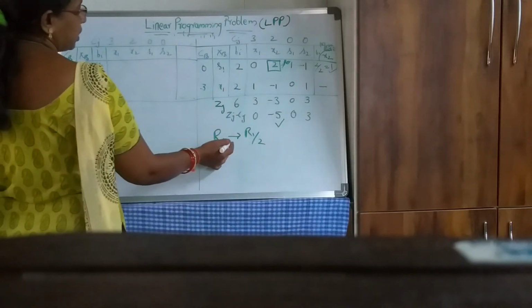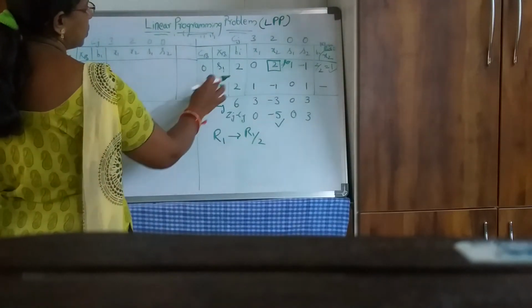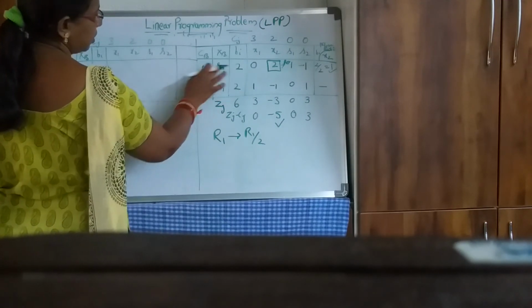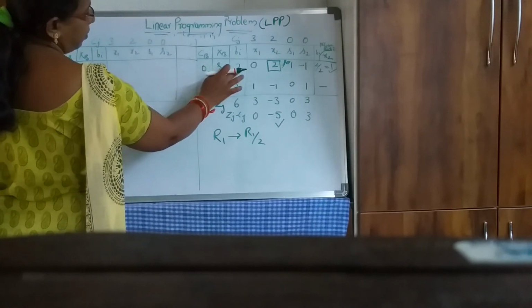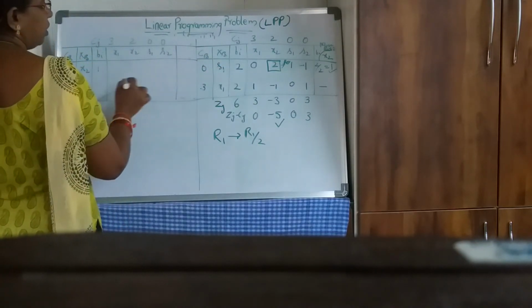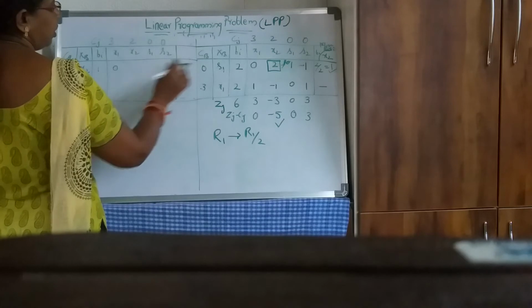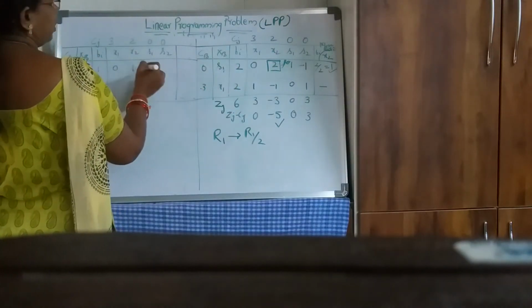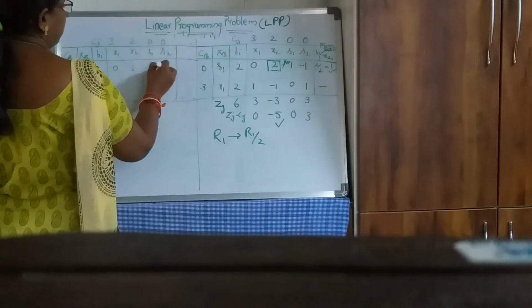Now the first row transformation is R1 by 2. So from R1 we will make the transformations. We will not touch these two columns. We will make transformations from Bi onwards. So 2 by 2 is 1, 0 by 2 is 0, again 2 by 2 is 1, 1 by 2 and minus 1 by 2.